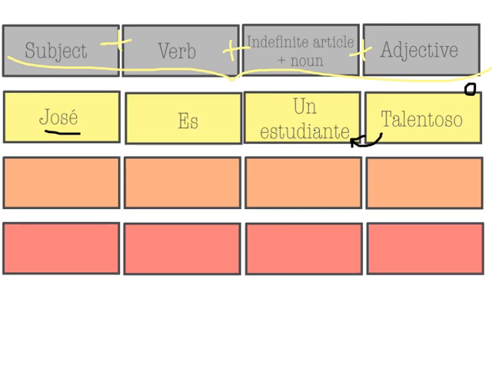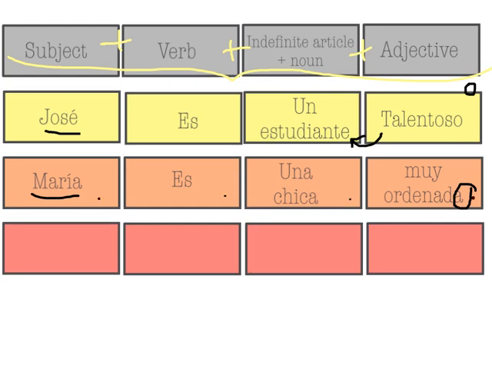Let's do another sentence. María es una chica muy ordenada. Because Maria is a girl, you'll notice that our adjective ends in an A. Maria is a girl, very organized, a very organized girl. Very organized is describing girl, so it comes right after it.